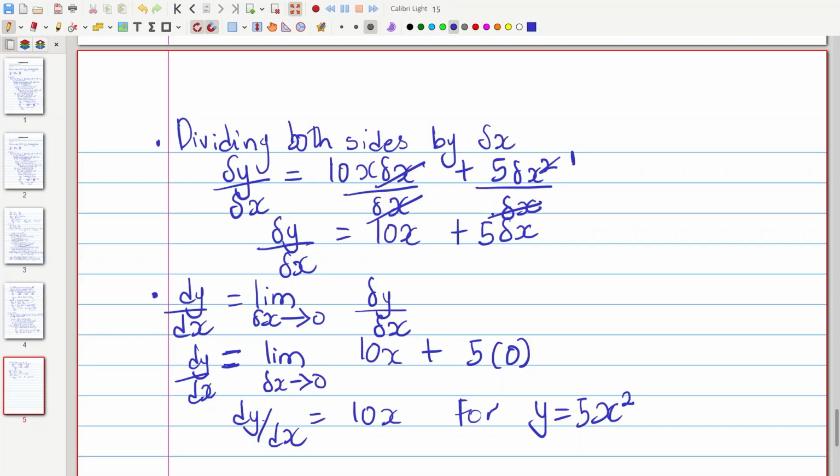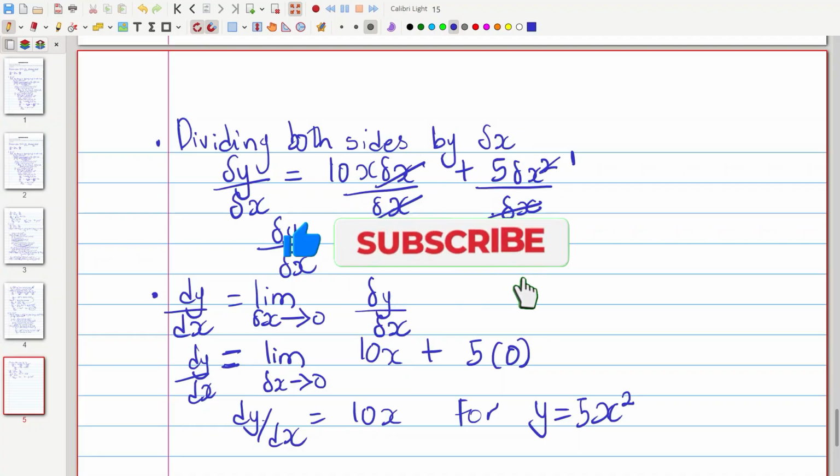So in the future lesson, we will see faster methods of differentiation, but it is important to understand that they all come from the first principle.